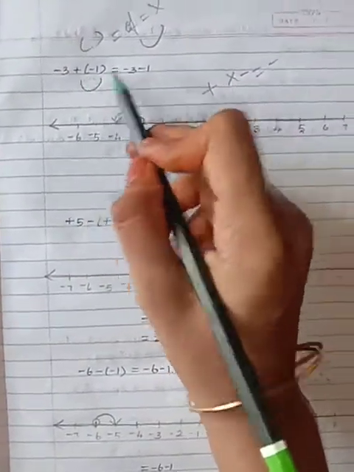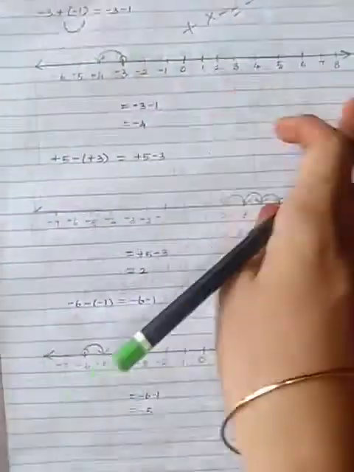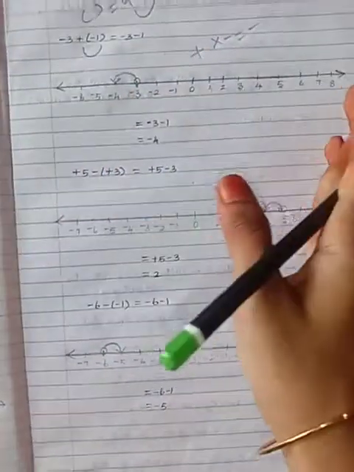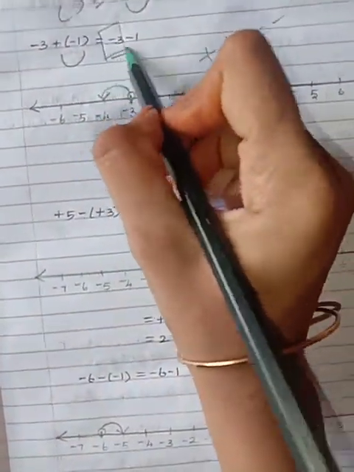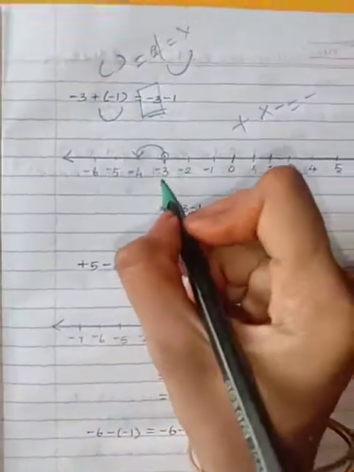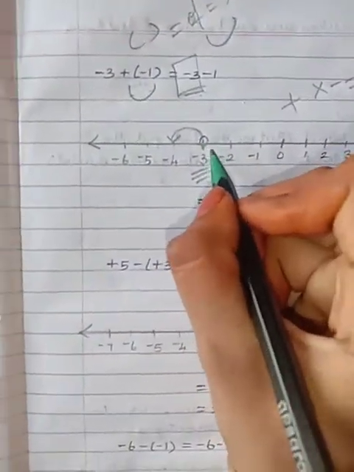Both the things we have simplified now. So minus 1, minus 3, minus 1. I have drawn a number line and marked the negative integers, positive integers and 0. First of all, let's take minus 3. This is a negative integer, so we need to take negative 3. We have already taken that and pointed it.